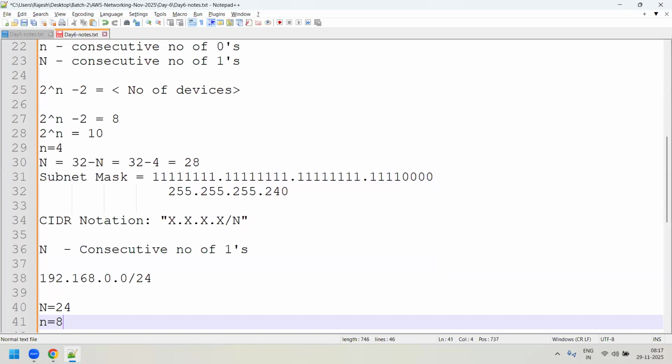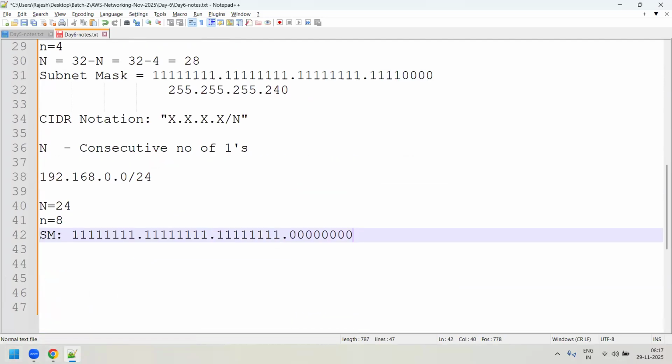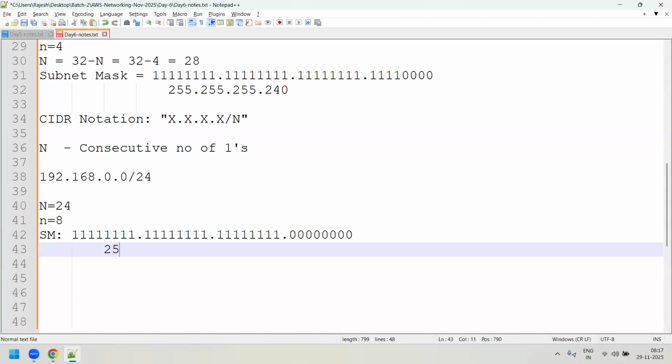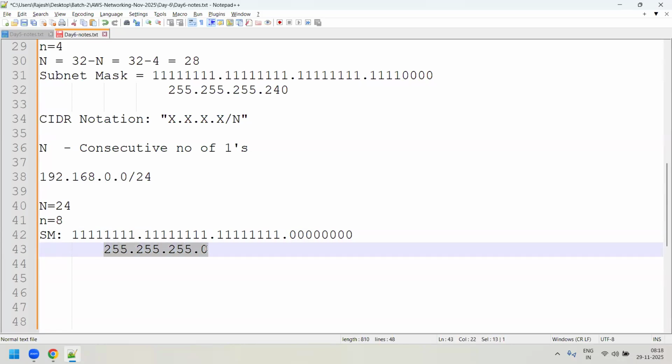So how are we going to come up with it? Your subnet mask is equal to 24 ones, like this: 8 plus 8 plus 8, 24. Then dot 0, 0, 0, 0, with positions 1, 2, 3, 4, 1, 2, 3, 4. The value you're going to get is 255.255.255.0. This is 255, this is 255, 255, and this is 0. So this will be the subnet mask. When you're getting this kind of CIDR notation, you can easily calculate the subnet mask.